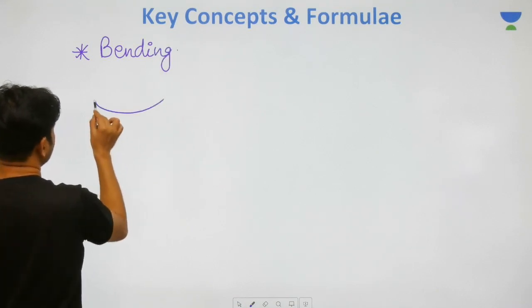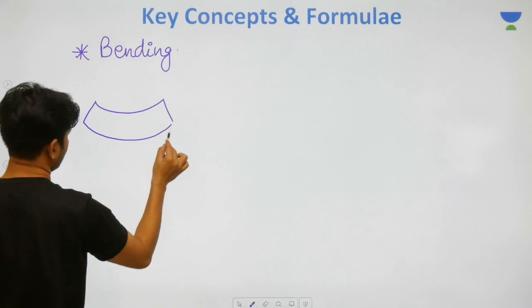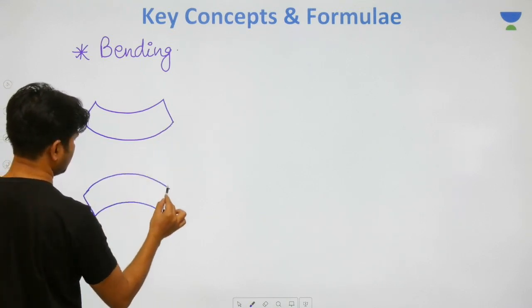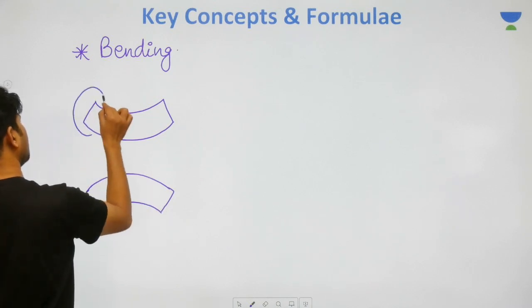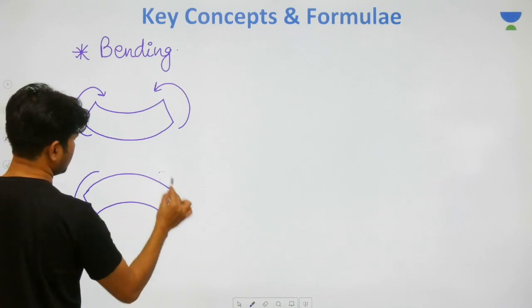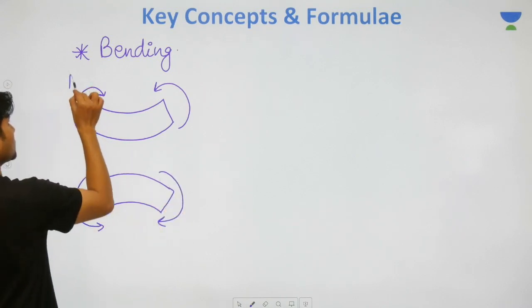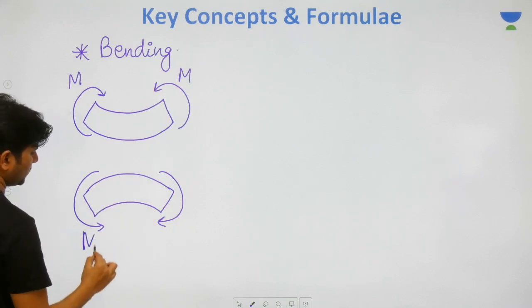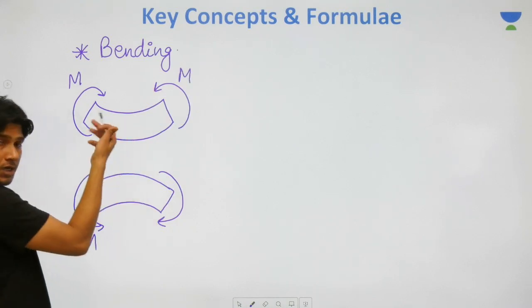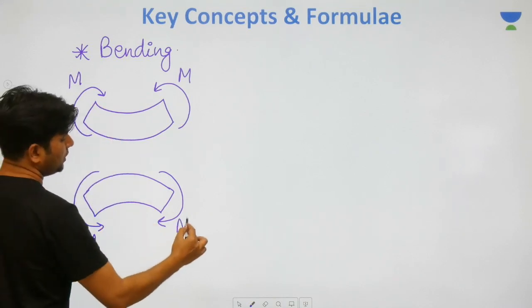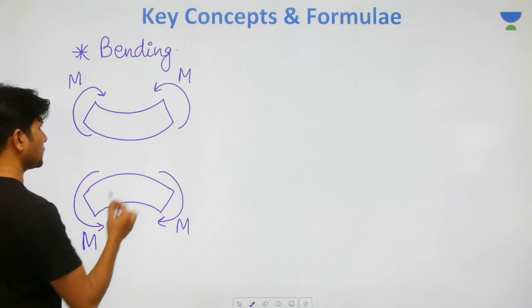You already know that in bending we have two possibilities. One possibility is the sagging possibility, another is the hogging possibility. In the sagging possibility, the left side will be clockwise and the right side will be anticlockwise. In the hogging possibility, on the left side you will have an anticlockwise moment, and on the right side you'll have a clockwise moment.